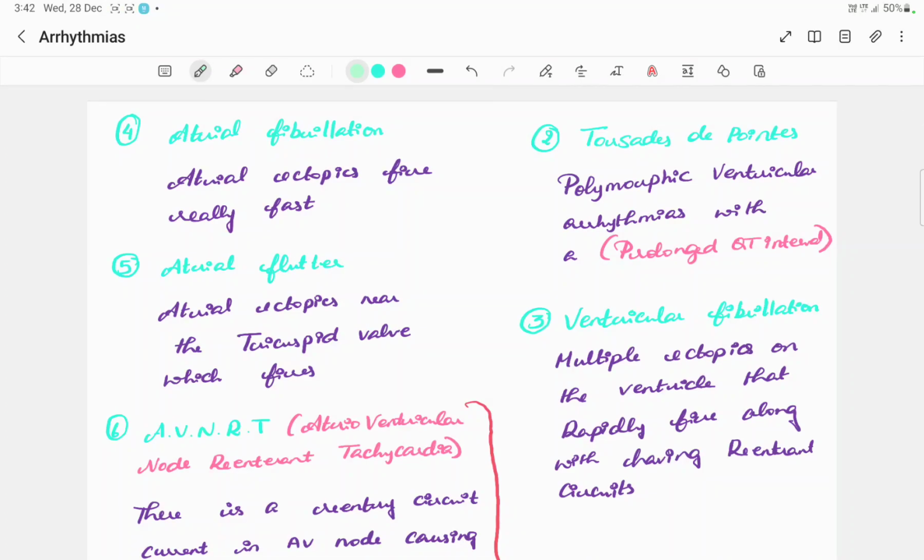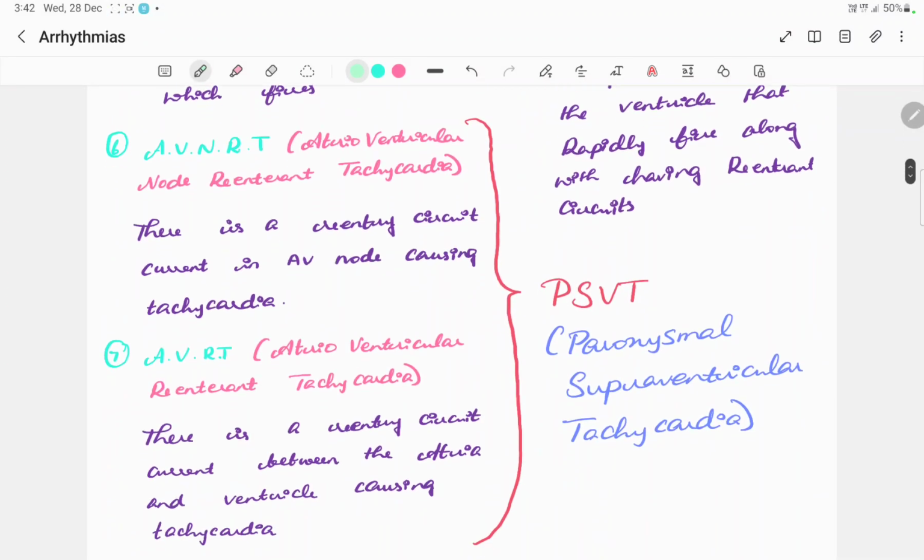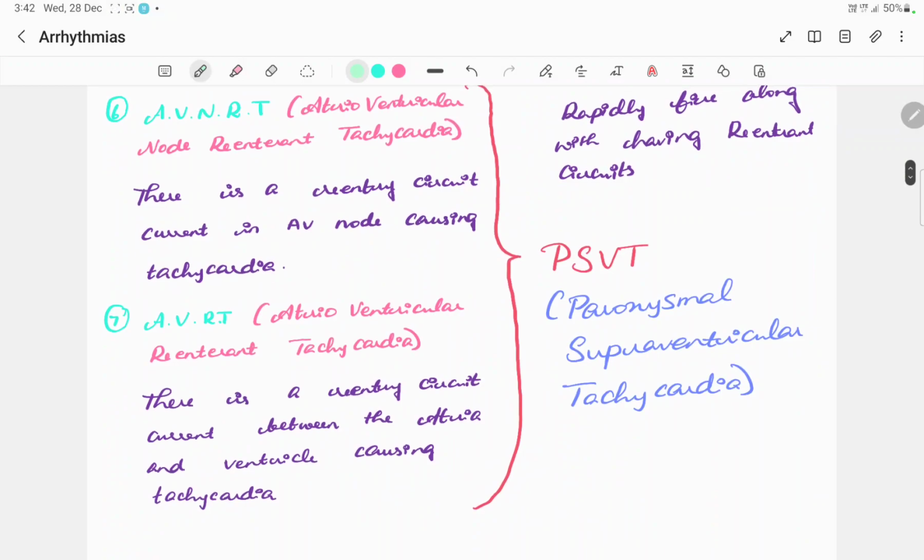The next one is again due to atrial ectopics, but these abnormally firing ectopics are very fast, so that causes atrial fibrillation. Next is atrial flutter, again caused due to atrial ectopics, but which is present near the tricuspid valve. Another one, commonly known as the paroxysmal supraventricular tachycardia, contains two different types.